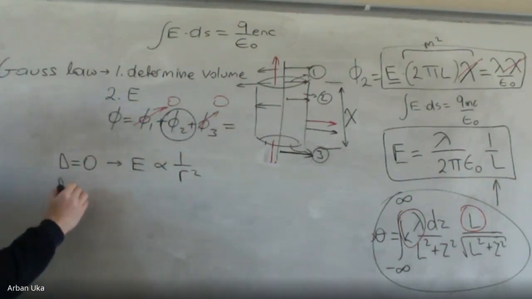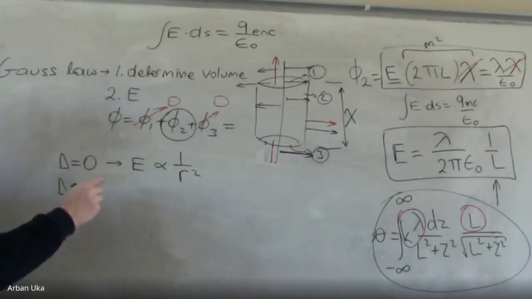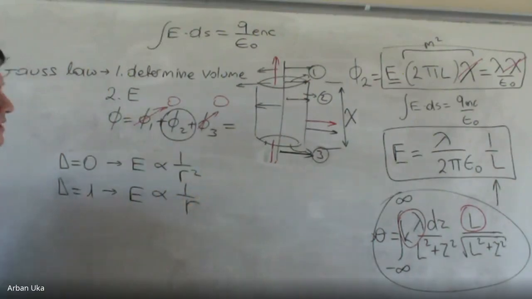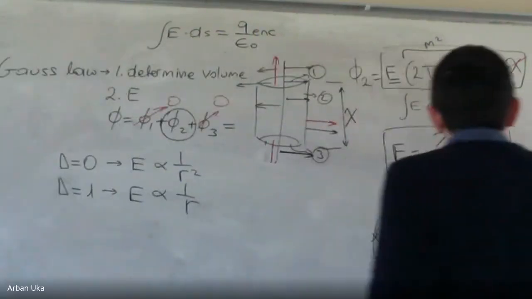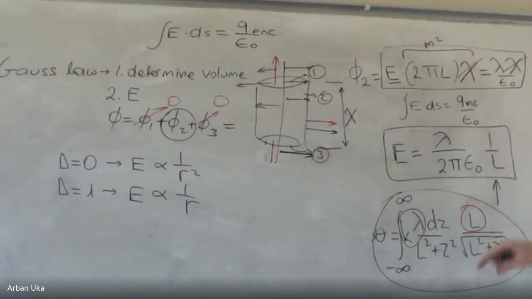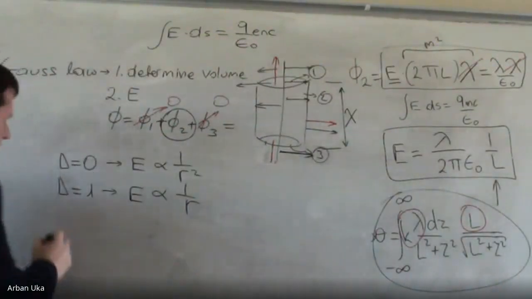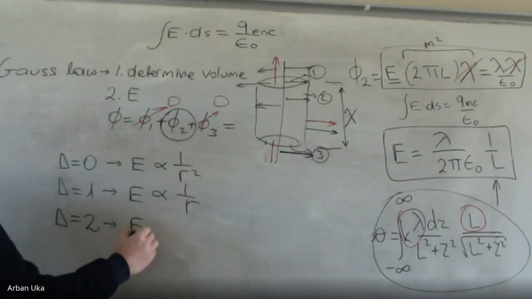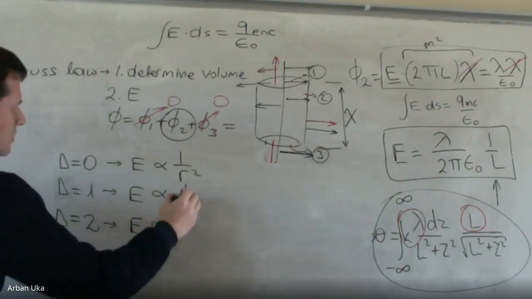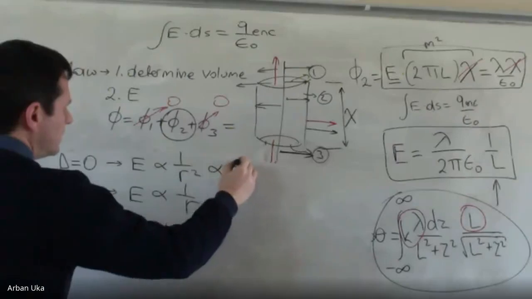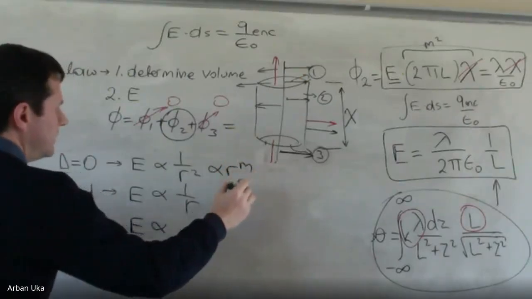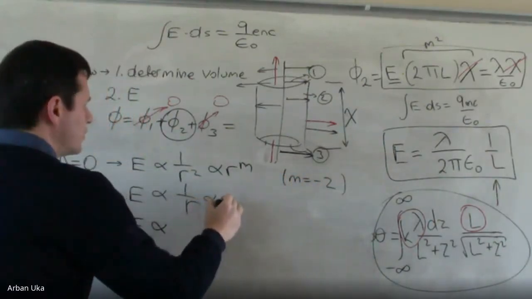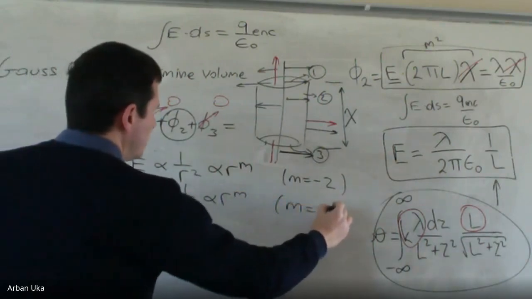Now, a line has a dimension of 1, like in this case, where the electric field is proportional to 1 over r. Okay, that's what we found here. So the electric field is proportional to 1 over meter, like here. Now, if the dimension of the charge density is 2, the electric field is proportional to r to the power m, and m is -2 for the point charge. This is also proportional to r to the power m when m is equal to -1.